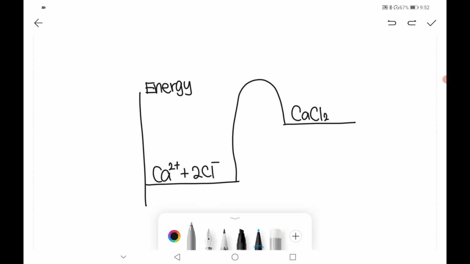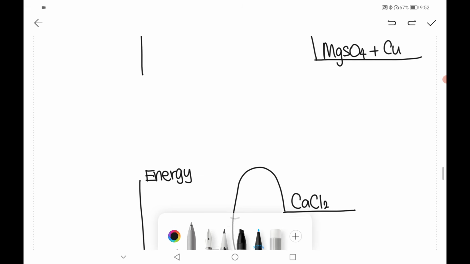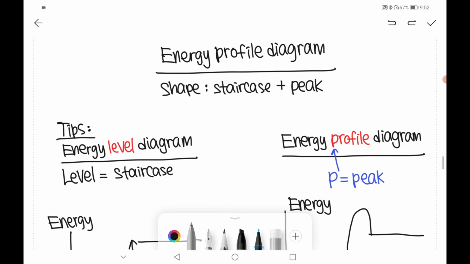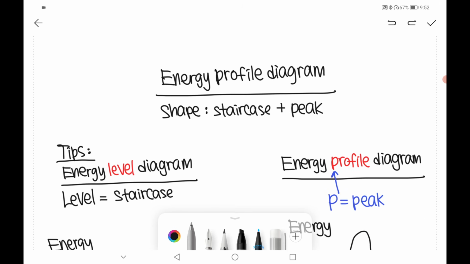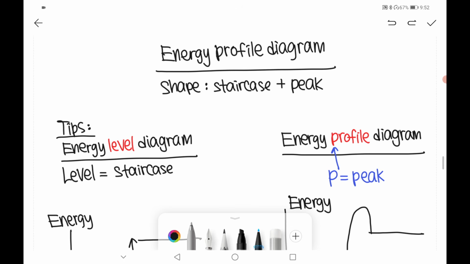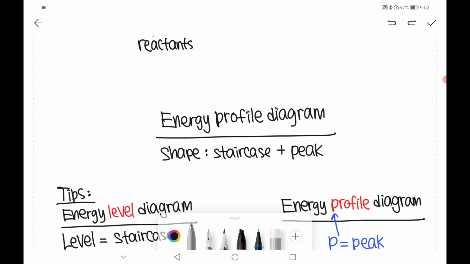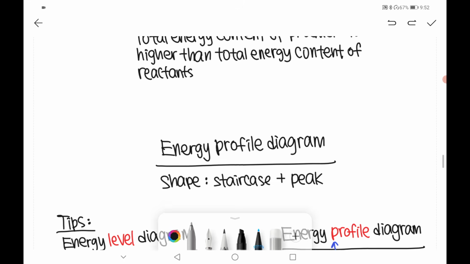Because many students try to memorize the whole thing. So now you don't need to memorize. You just need to modify. As simple as that. Right, so now we are done with the modification of the energy profile diagram. We have learned how to convert the energy level diagram to become the energy profile diagram.